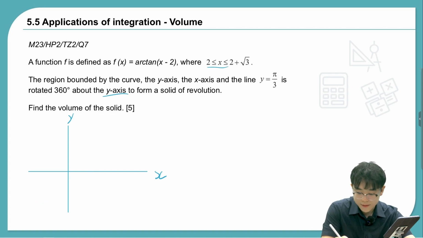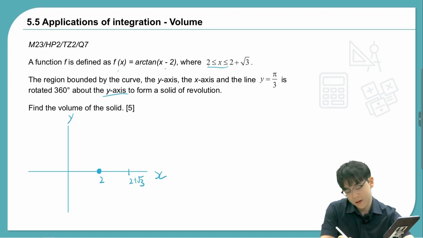And then x is going to be greater than 2. Okay, so if x is 2, f of 2 would be 0. So we know there's a point (2, 0). And it goes up until 2 plus root 3. Okay, so if this is 2, this would be 2 plus root 3.